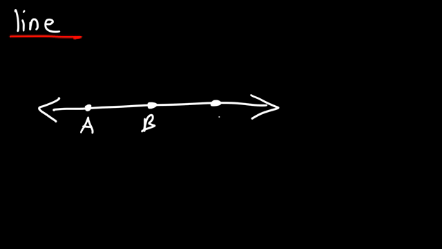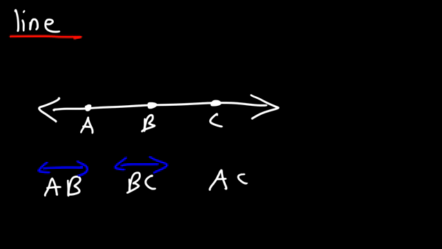Now, let's put some points on this line. So we can call this line AB. We could also call it line BC, and we could also call it line AC. So there's many ways in which we can name this particular line.